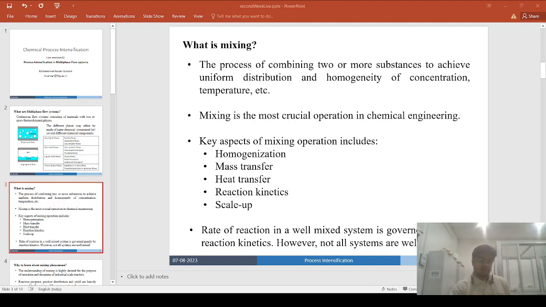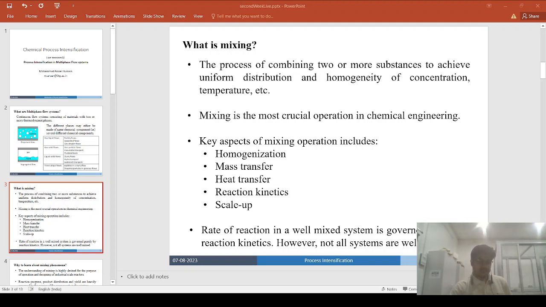Similar is the case for heat transfer. If you want to transfer heat from one fluid to another, you may need to make an emulsion out of those immiscible phases to perform the heat transfer. And in reaction kinetics also, it might happen that the overall reaction is mixing limited, physically limited, but the reaction kinetics may be fast. So in such a scenario, your job as a chemical engineer would be to perform mixing in the best way possible.